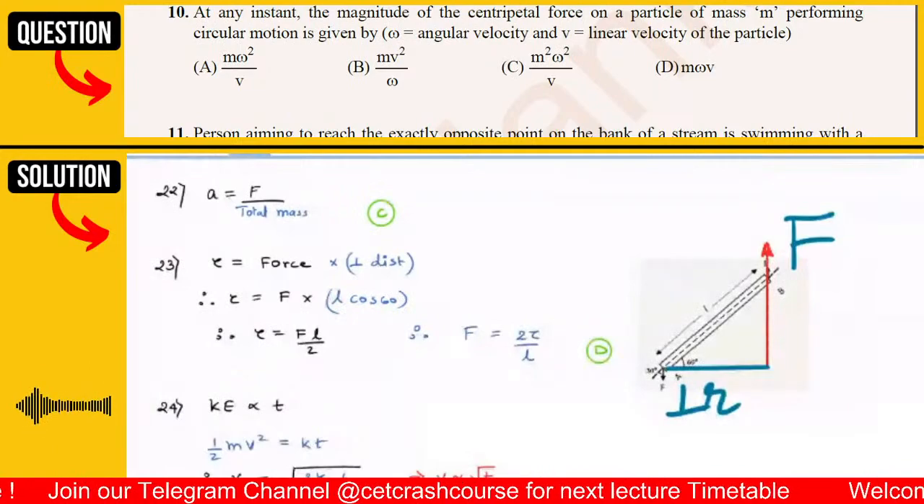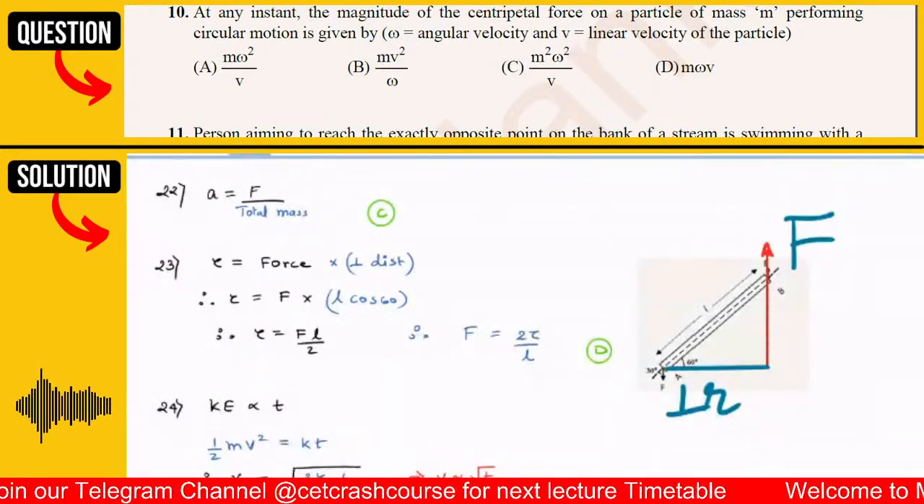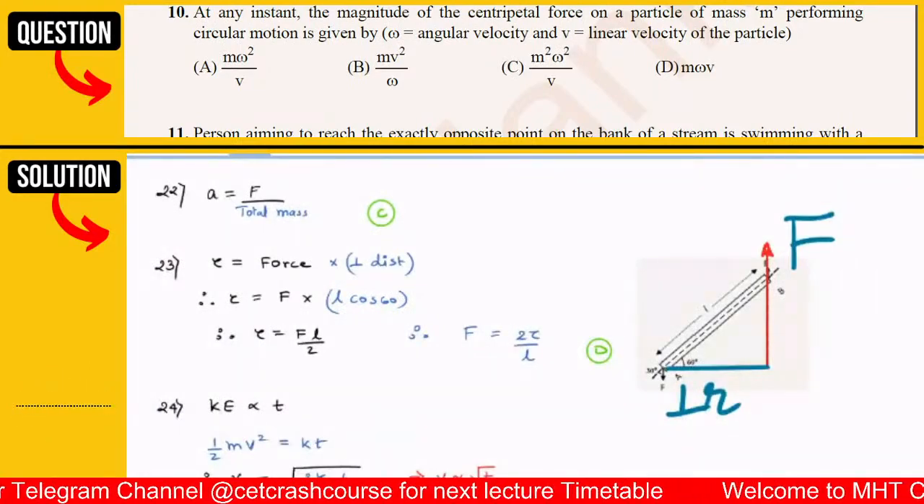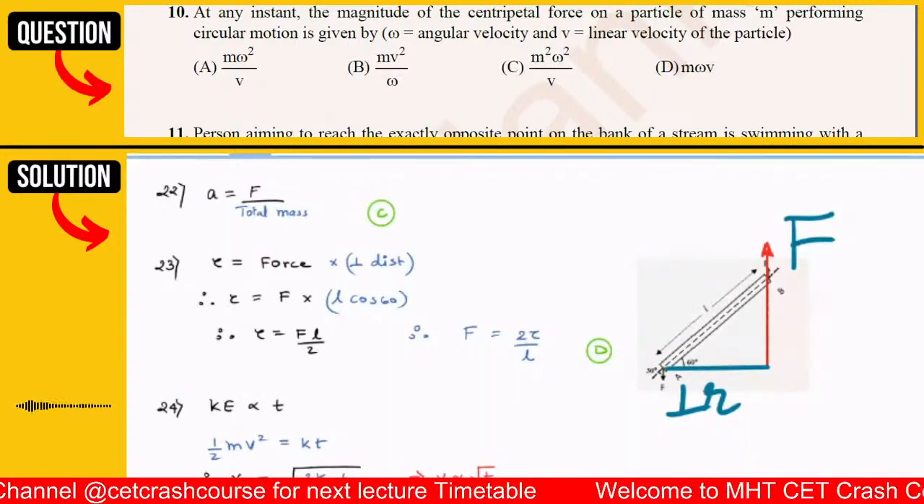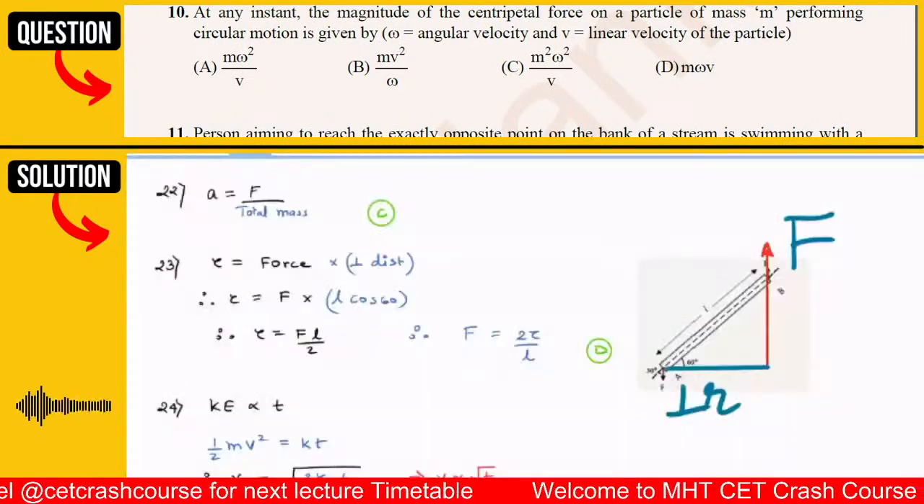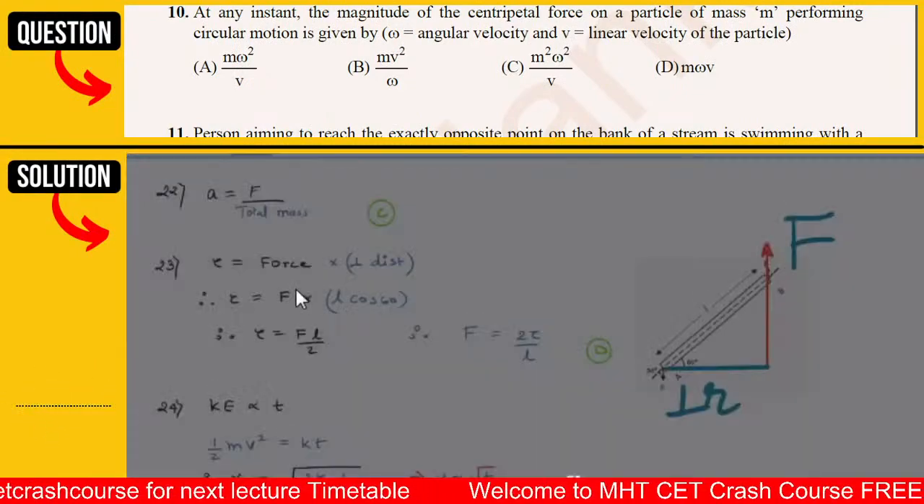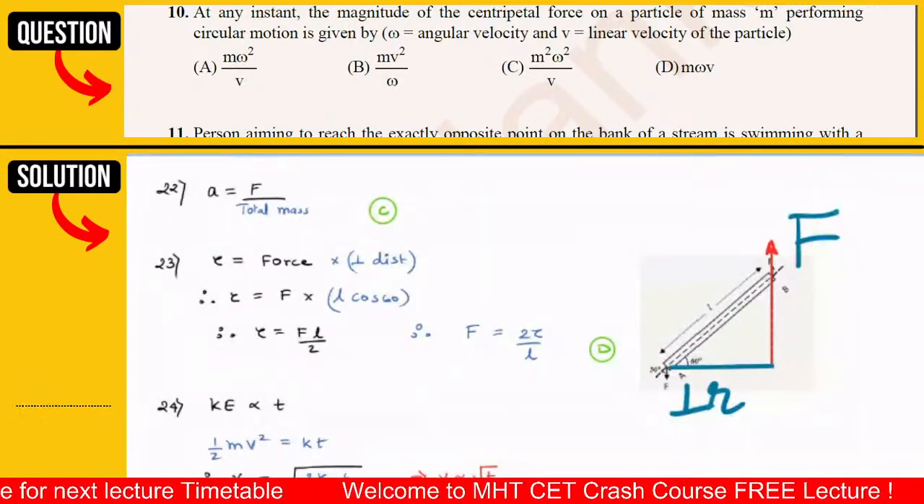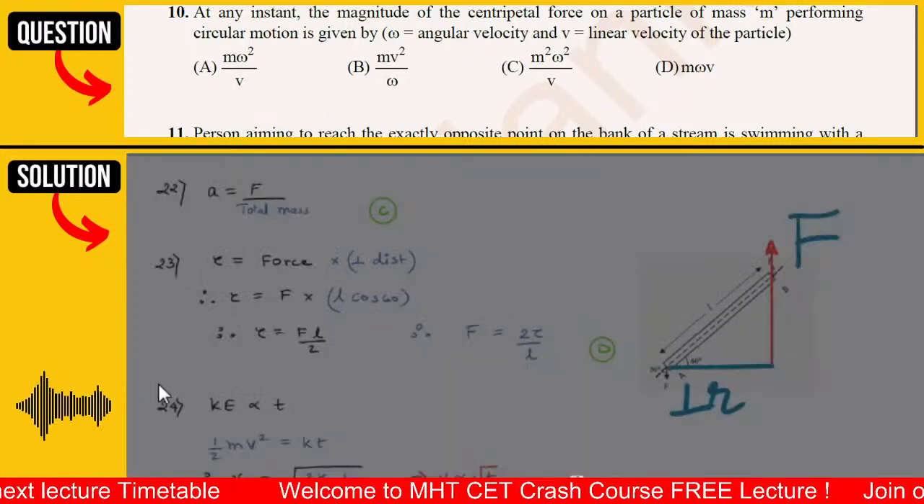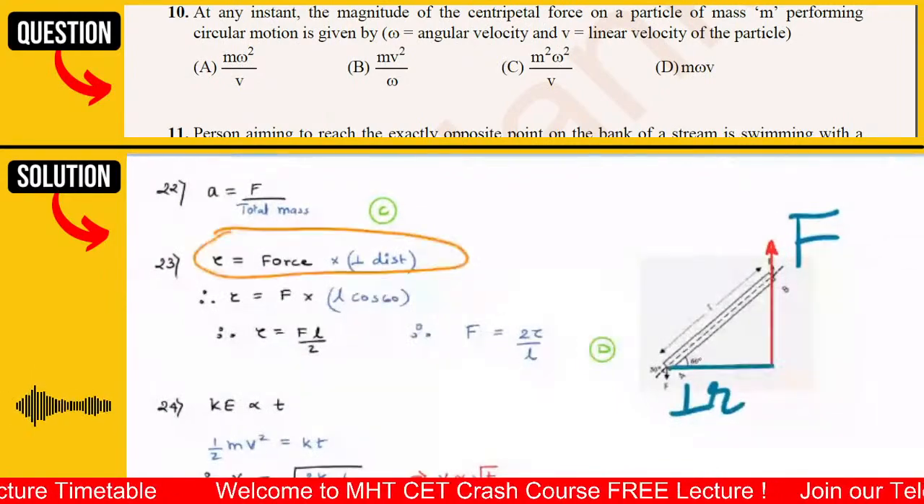And that brings us to 23rd question. A rod of length L is acted upon by a couple as shown in the figure. The moment of the couple is tau. The magnitude of each force? So students, torque, that is couple, is given by the formula force into perpendicular distance.